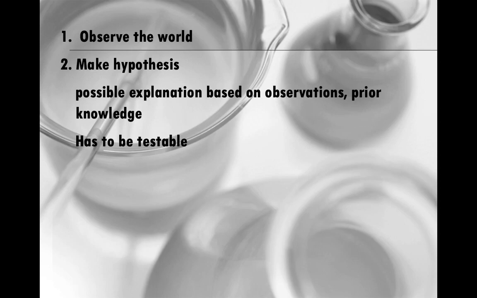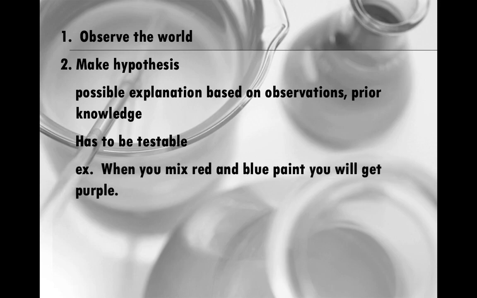The thing about a hypothesis, for it to be scientific, it has to be testable. If there's no test for it, then it's not a scientific hypothesis. For example, if you mix red and blue paint, you'll get purple. Well, okay, that's absolutely testable. You get yourself some red paint, you get yourself some blue paint, and you mix them together, and if you get purple paint, that's great. If you don't get purple paint, that doesn't mean that it's not a hypothesis. It just means your hypothesis was wrong.